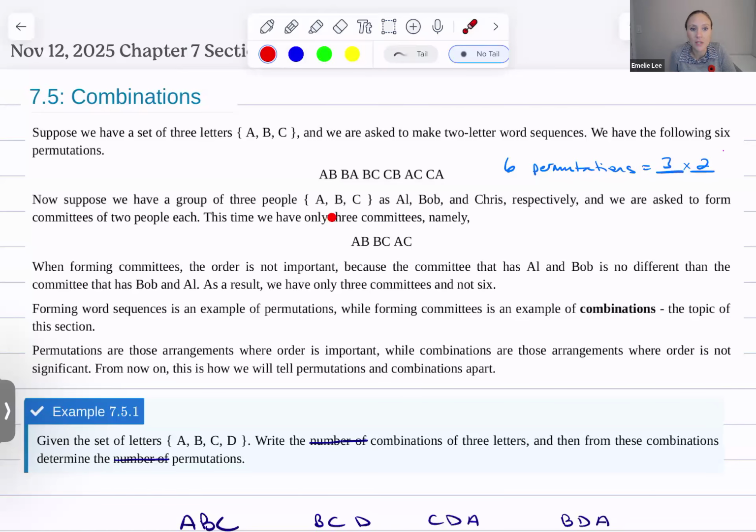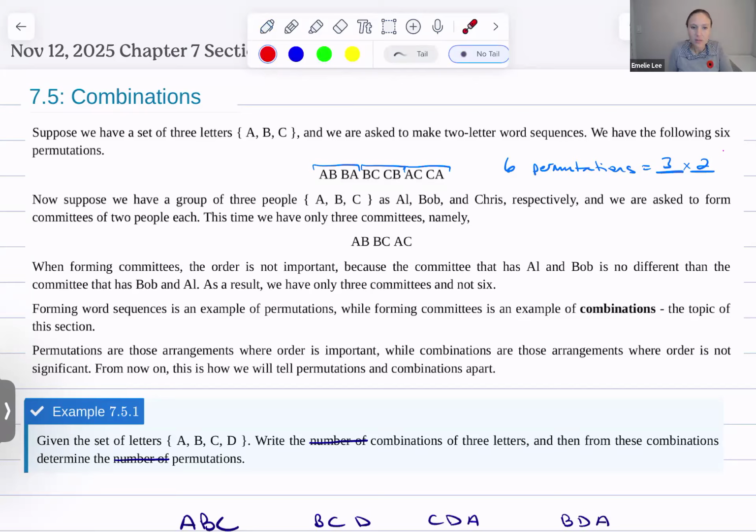Now, today, what we're going to talk about is a scenario where we have a group of 3 people, A, B, C, Al, Bob, and Chris, and we want to make committees of 2 people each. I want you to think about the difference between what's going on here with AB, BC, and CA versus here AB, BA, BC, CB, AC, CA. So here, these guys are kind of lumped together, and these guys are kind of lumped together, and these guys are kind of lumped together.